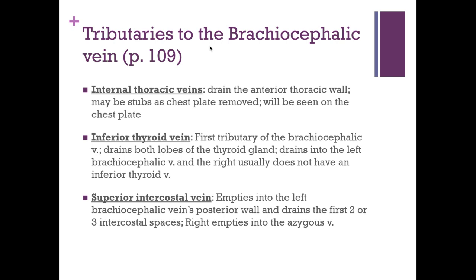There are a couple of branches we need to talk about of brachycephalic vein. The first one being the internal thoracic vein. Now, these are pretty small little veins, and what they're going to be doing is draining the anterior thoracic wall. So on the cadaver, we create a chest plate that can be removed so we can see inside the thoracic cavity. And sometimes these internal thoracic veins are going to be found on that chest plate, and they run just on the outsides of the sternum itself. And other times, they have been removed from the chest plate, and they're just going to be kind of dangling off the brachycephalic veins.